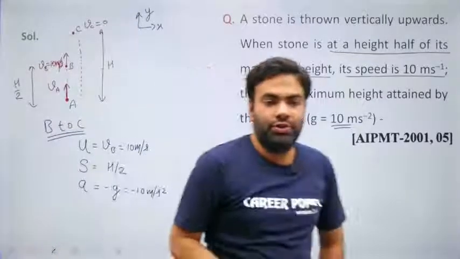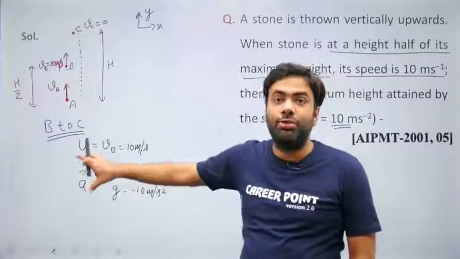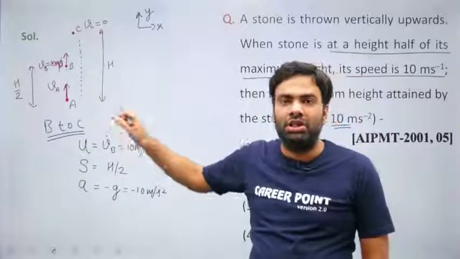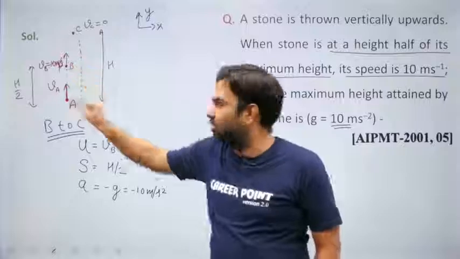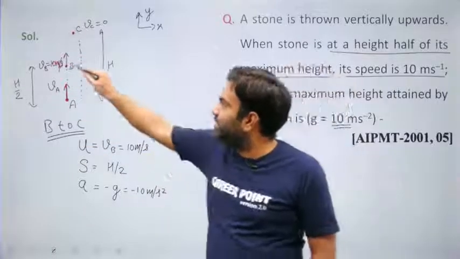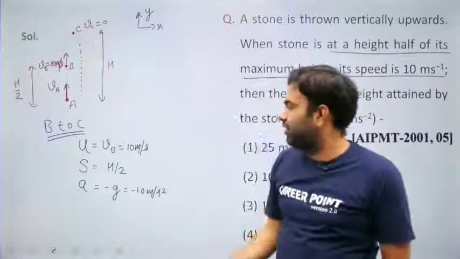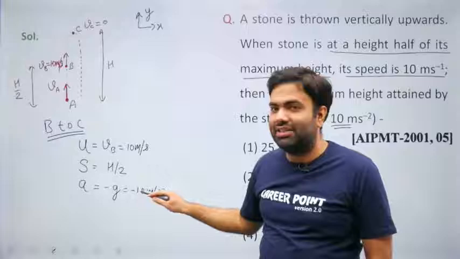Okay, so we have to assign these values according to sign convention. All the upward values are positive, all the downward values are negative. See, the velocity is upward, so it is positive. The displacement is upward, displacement is a vector quantity, so it is also positive. But acceleration is in downward direction, so I am taking this acceleration as negative.